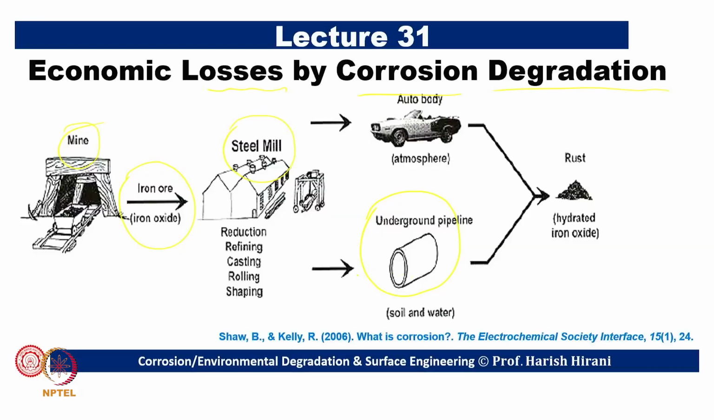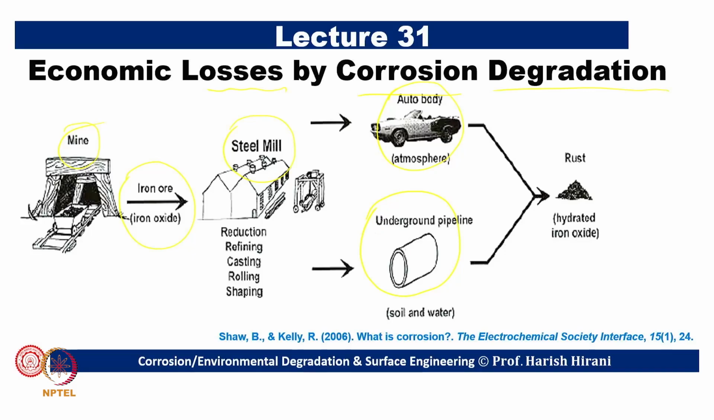Then you need to convert it in a much more meaningful way, or maybe increase the purity, through a number of mills, a number of operations. But in every case, we keep adding energy. So, the material we extract has a minimum energy, and we keep adding energy to make it a product. Like in this case, I will show something like an underground pipe, while in this case we are showing an automobile body. In both cases, steel is utilized. Of course, polymers are also utilized these days, but we are just taking the example of iron.